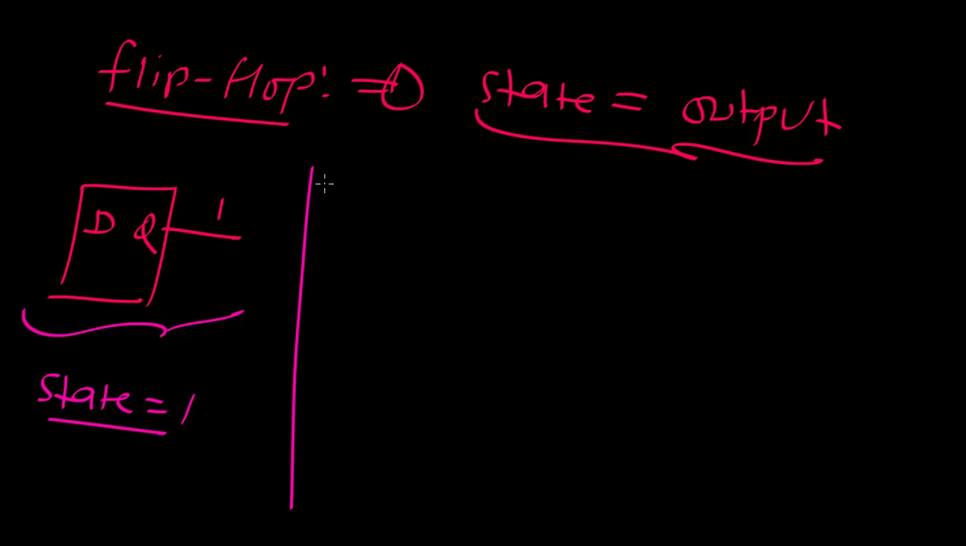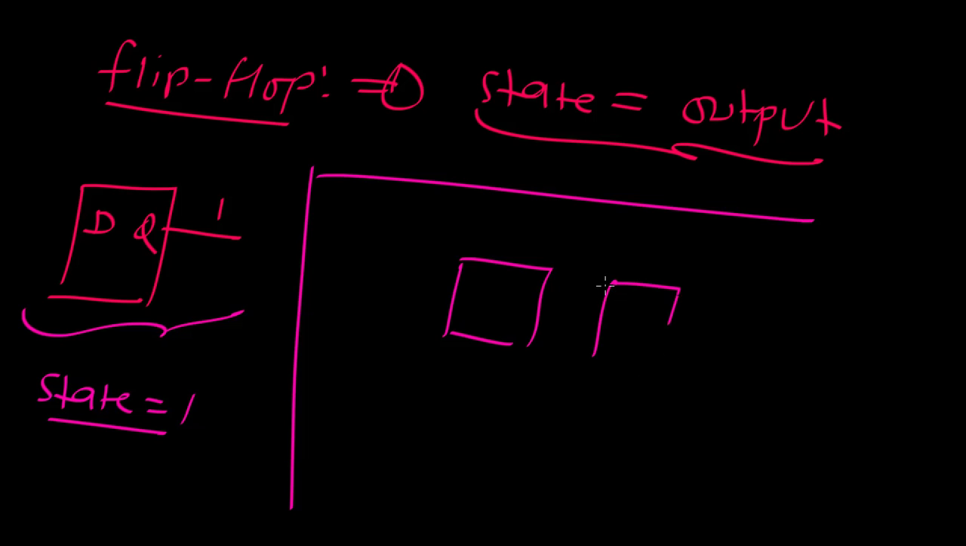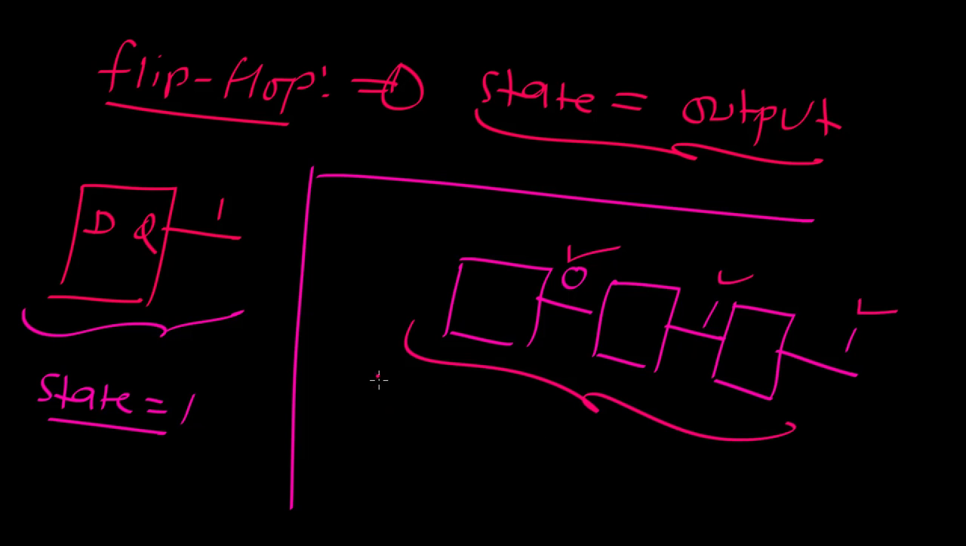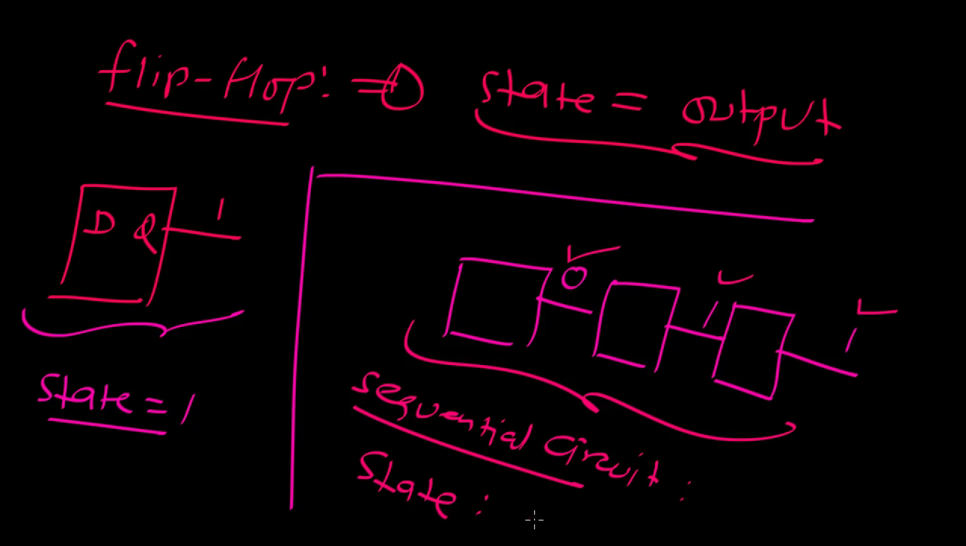Similarly, let us assume that you have multiple flip flops, say 3 flip flops, and the outputs are 0 1 1. Here the output is 0, here the output is 1, and the output of the last flip flop is 1. For this whole sequential circuit, what is the state? I can say the state is 0 1 1. So remember, state basically means output.